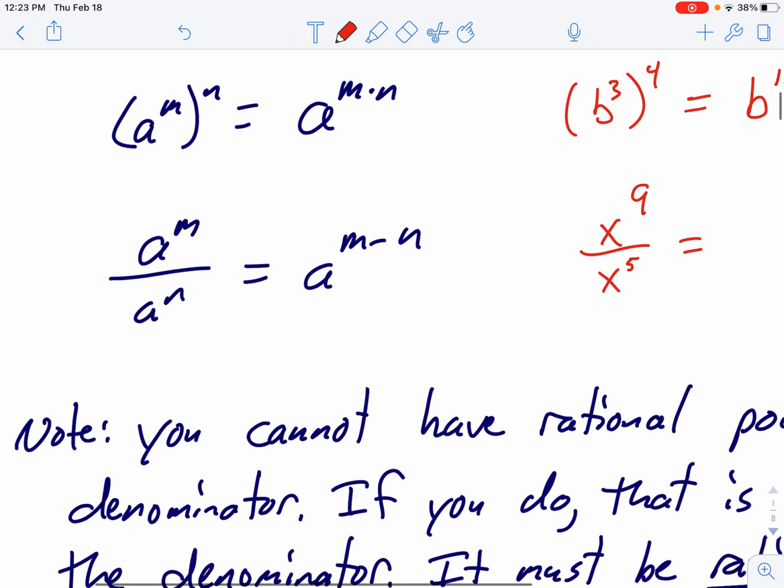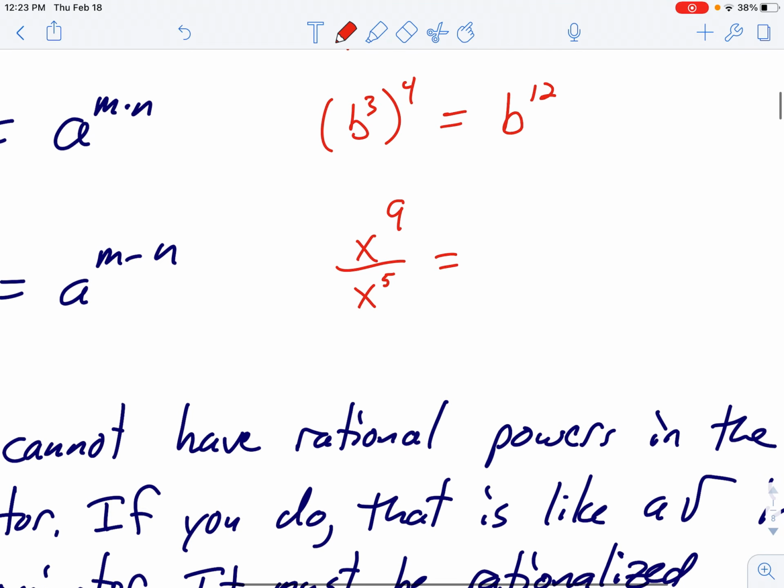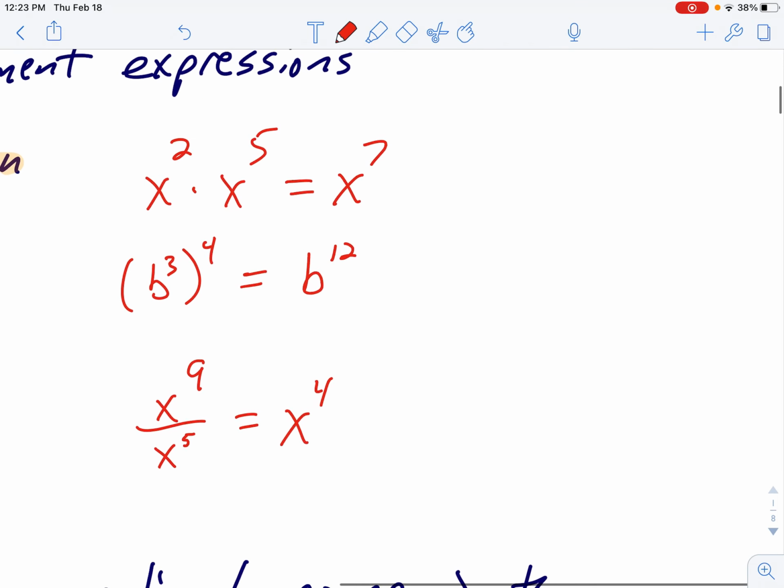And for dividing, you subtract them. X to the 9th divided by x to the 5th, that's x to the 4th. You subtract 9 minus 5. When they're whole numbers, no problem. But what if it's a fraction? What if it's, instead of x to the 2nd times x to the 5th, x to the 2/3 times x to the 4/5? Well, it's the same rule.